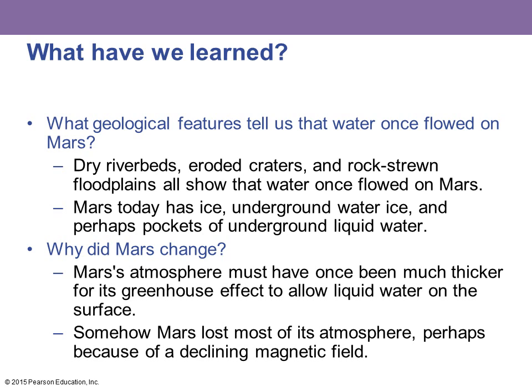Why did Mars change? Well, its atmosphere must have at one time been much thicker with its carbon dioxide and other gases, greenhouse gases, that kept the surface warmer and allowed liquid water to flow. But somehow Mars lost most of that atmosphere because of a declining magnetic field.